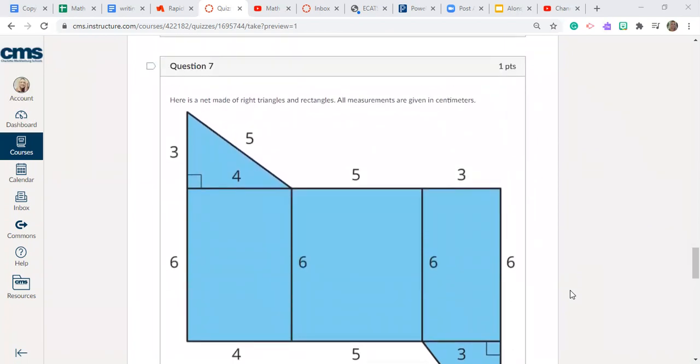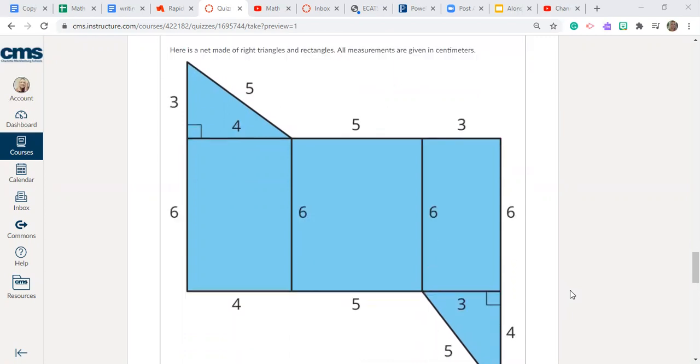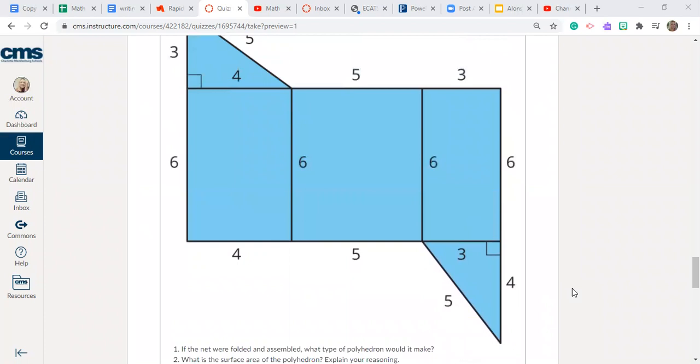Question number 7. Here is a net made of right triangles and rectangles. All measurements are given in centimeters. This question has 2 parts. We will start with question number 1. If the net was folded and assembled, what type of polyhedron would it make? Pause and answer this question.